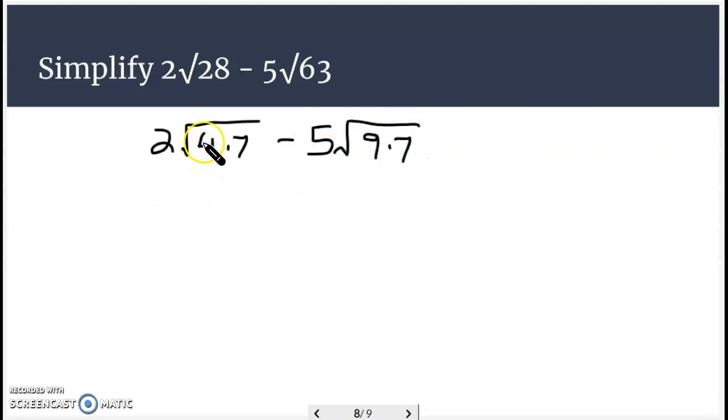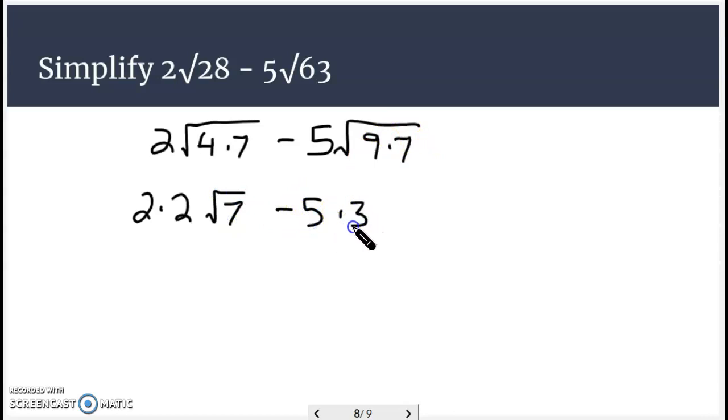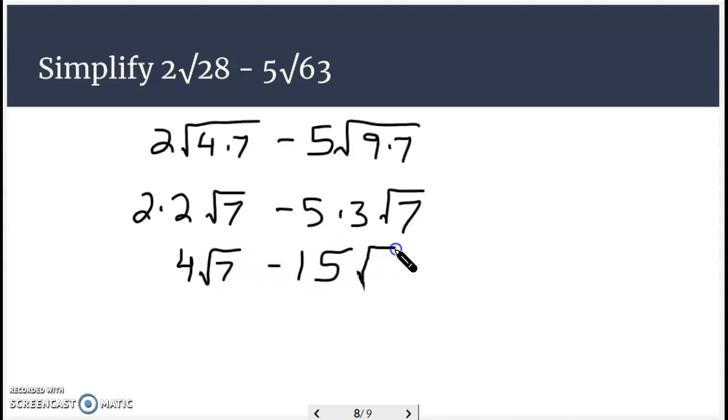The square root of 4 is 2. So now I have 2 times 2, square root of 7. The square root of 9 is 3. So now I have 5 times 3, square root of 7. 2 times 2 is 4, 4 square root of 7. 5 times 3 is 15, so it's 15 square root of 7. 4 minus 15 is a negative 11, and it's still next to the square root of 7.